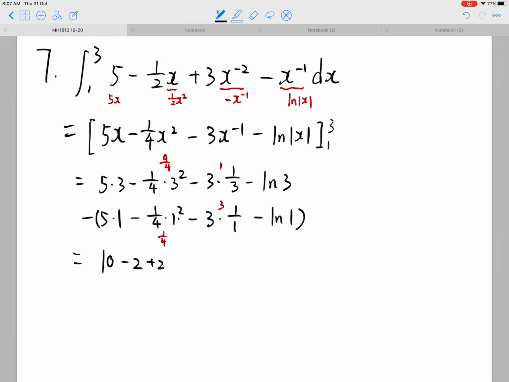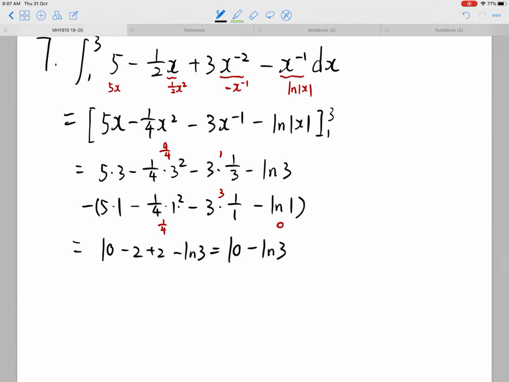And this part ln 1 is 0. So it's just minus ln 3. Okay, so it's 10 minus ln 3. Okay.